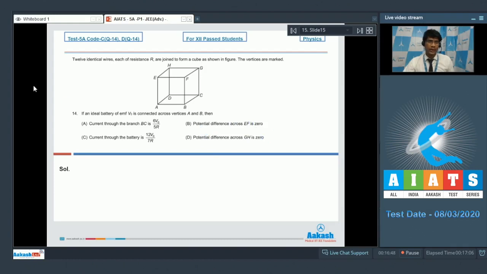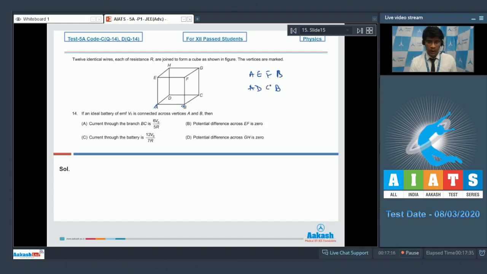Definitely looking into the picture, if it's been connected across these 2 points, so AB is definitely one particular independent path here. Another path being AEFB and ADCB.